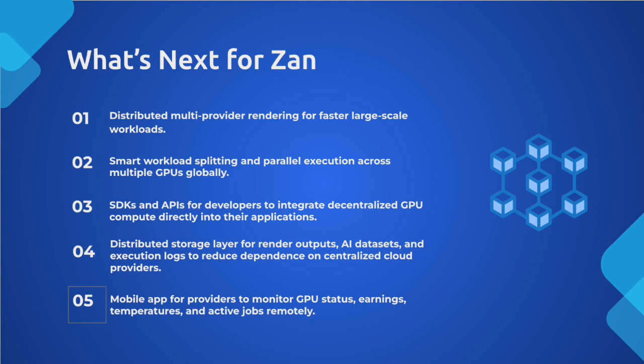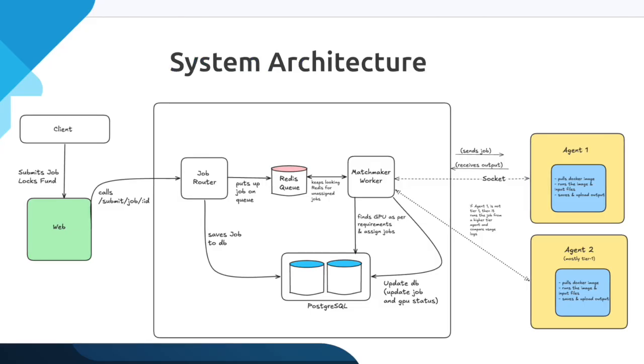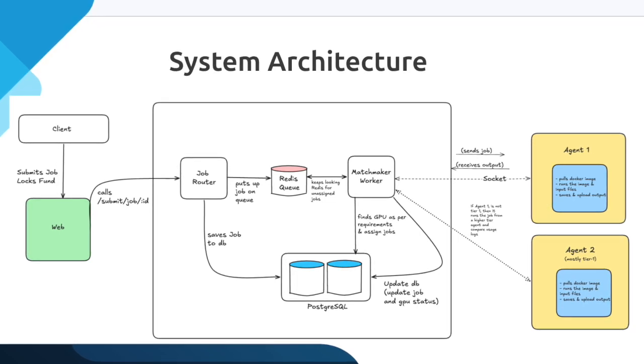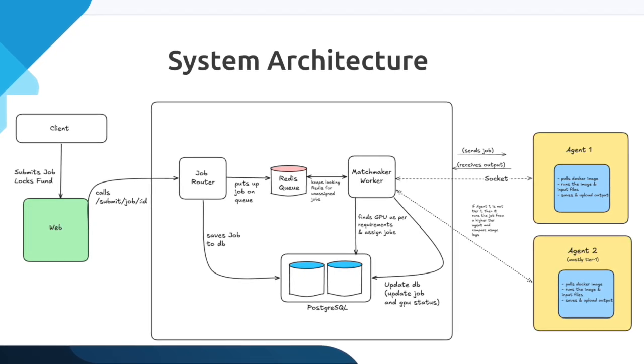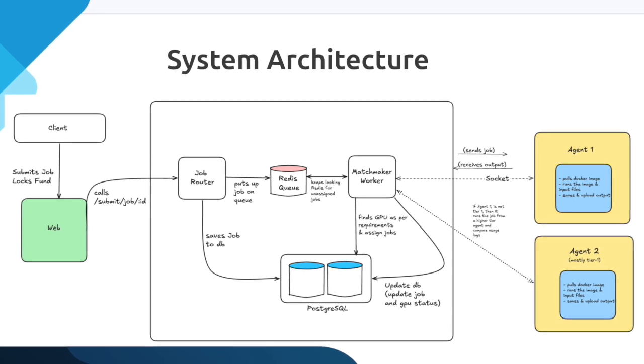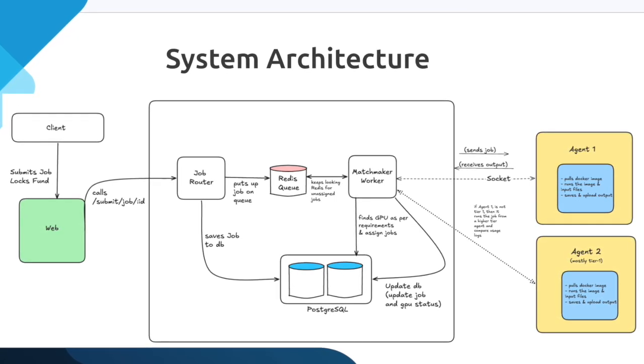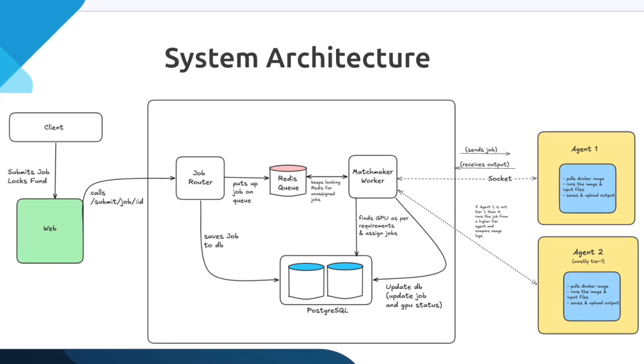So how does Zan actually work? A client, that is the student or the creator, submits their job, then that job gets into the Redis queue. Then there's a matchmaker worker that keeps looking at the Redis queue for unassigned jobs, and according to the requirements of the jobs and the active, online worker agents, it assigns the GPUs to the jobs. Then the job is run inside a safe Docker environment inside the agent, and it sends back the output, which is given back to the client.